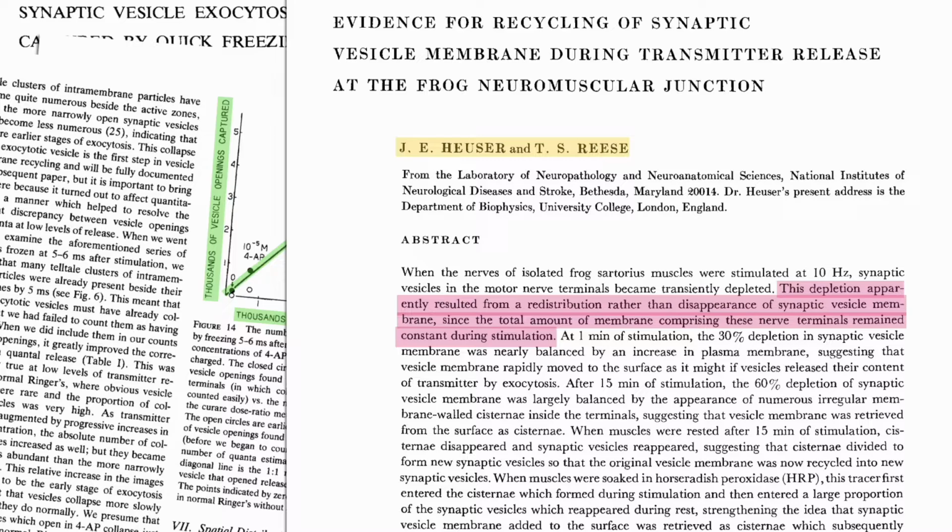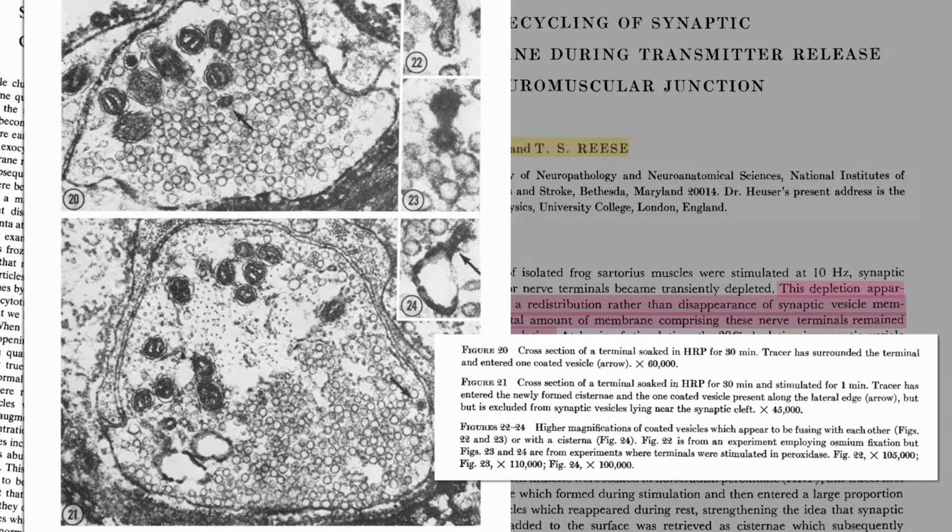To demonstrate that the extra membrane is recycled through endocytosis, the team filled the synaptic cleft with horseradish peroxidase, also abbreviated as HRP. HRP is an enzyme that produces a dense reaction that can be visible with an electron microscope as this black dense material. These images can be a bit confusing though, because of the fact that mitochondria also appear black in electron micrographs, here shown in blue. Anyway, as you can see in figure 20, when the terminal was soaked in HRP for 30 minutes, the compound surrounded the terminal and the scientists were even able to capture a synaptic vesicle with HRP in it, here shown by the green arrow.